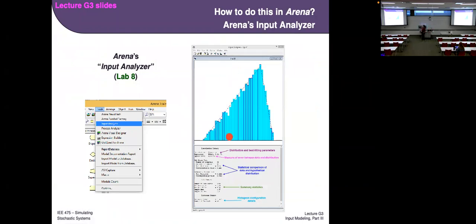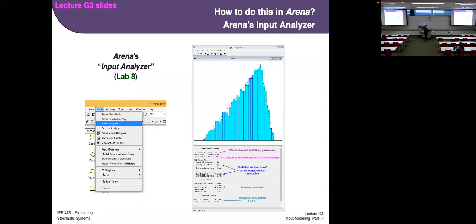I just want to highlight in Lab 8 that the input analyzer gives you, it's kind of blurry in class here, but it does give you the distribution and best fitting parameters and the expressions that you can dump into ARENA. It gives you a measure of error. So that squared error, you want that to be low. And then it gives you two tests. It gives you the chi-squared test as well as the KS test.